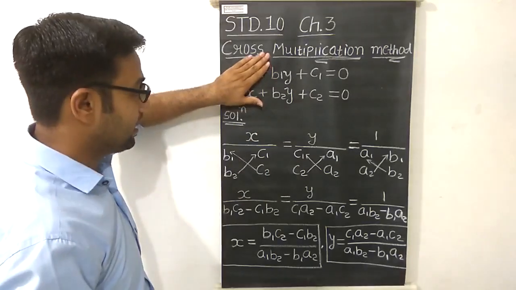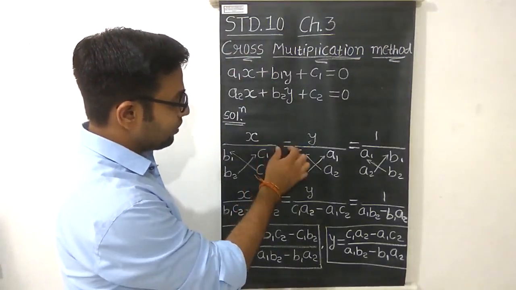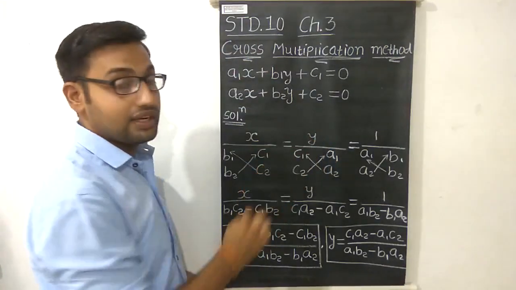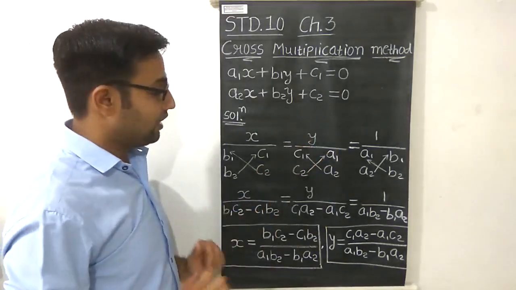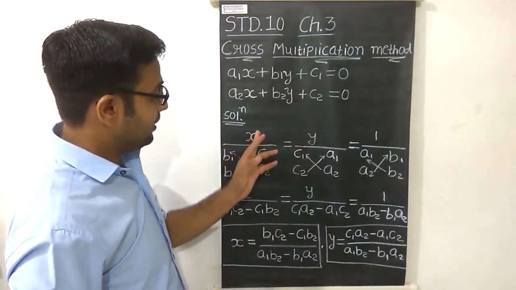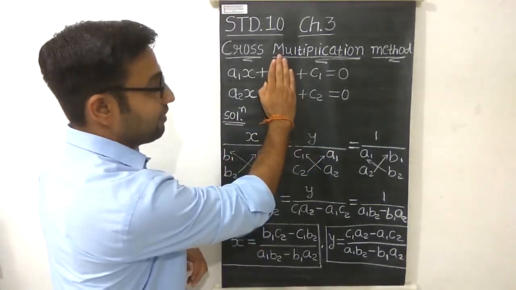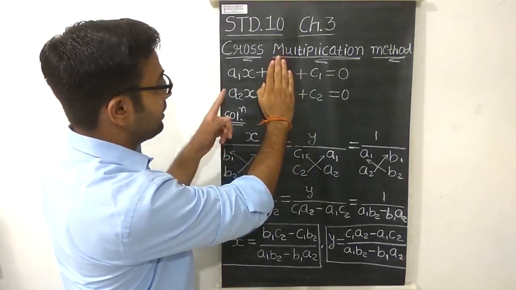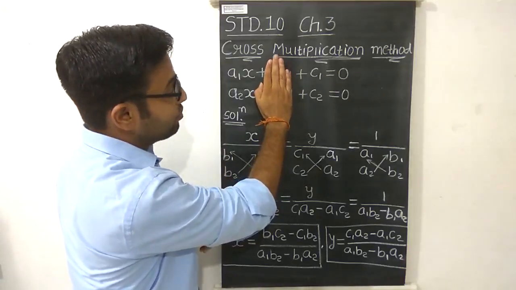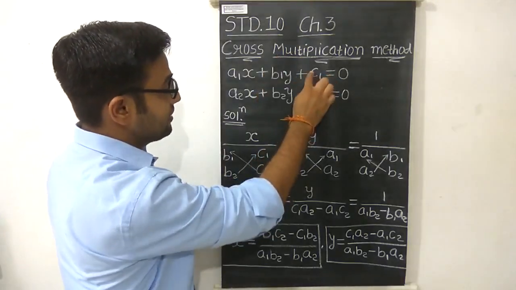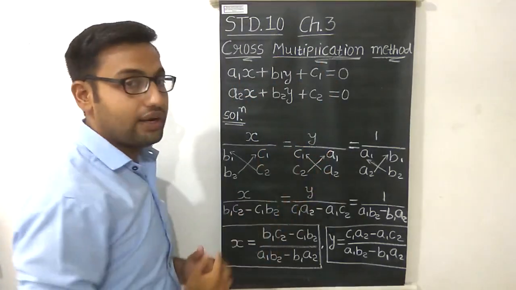In the same way, this equals to the second variable, that is y. In the denominator of y, the same way as we covered x, here we have to cover the y variable. So what will remain? a1, a2, c1, c2. But you have to start writing from c1, c2, and then after that write a1, a2.